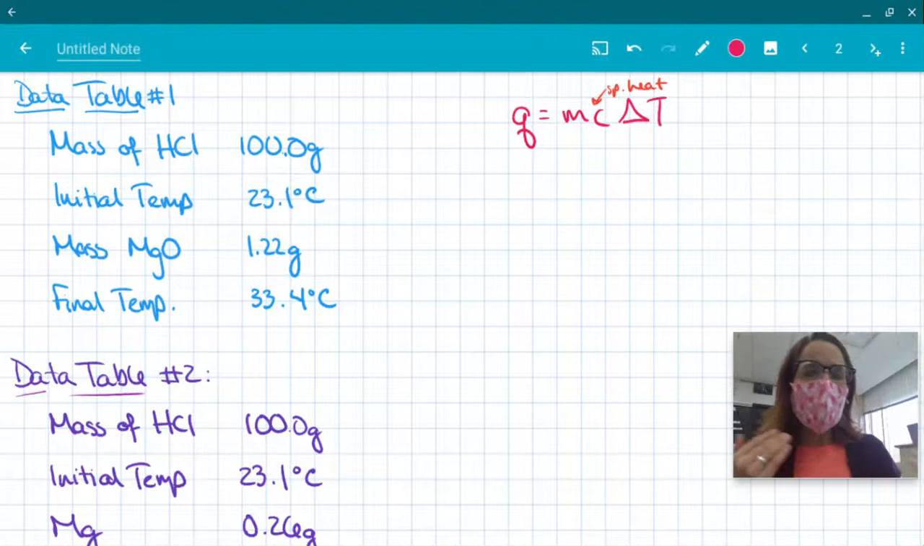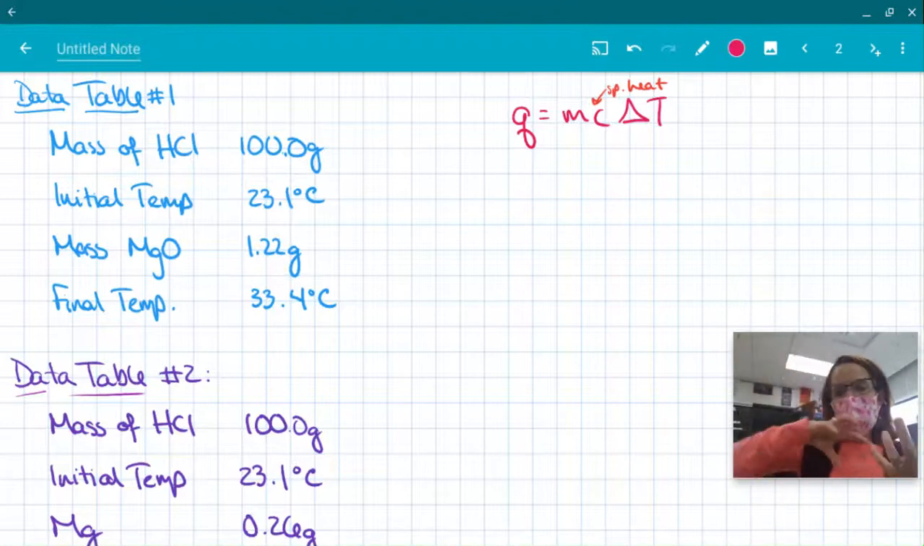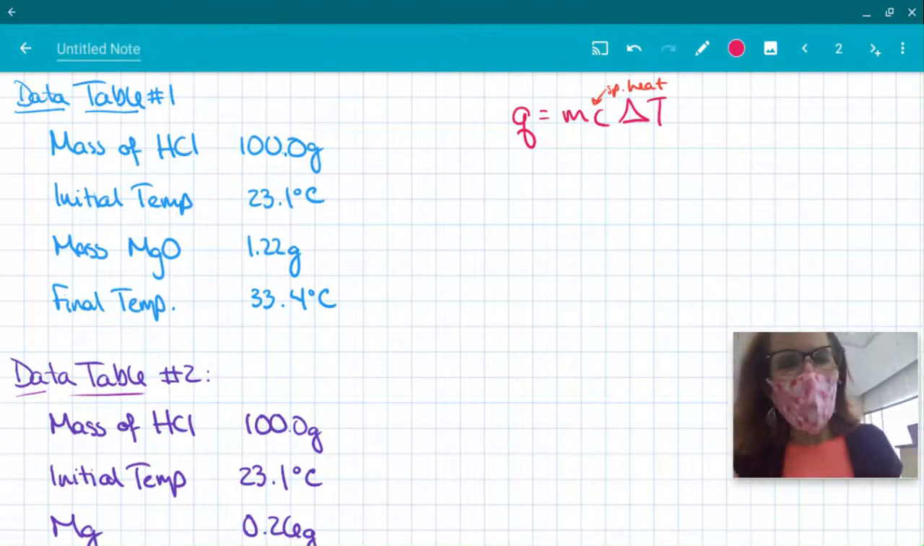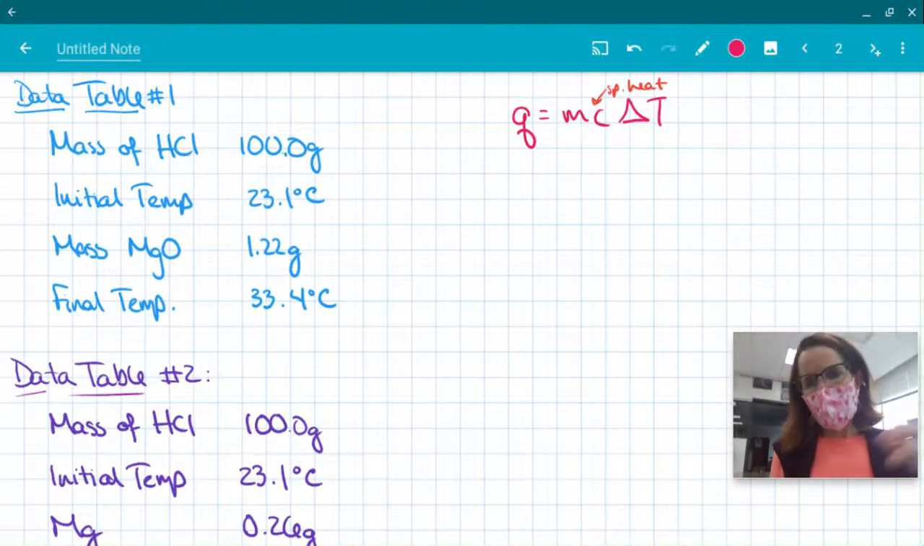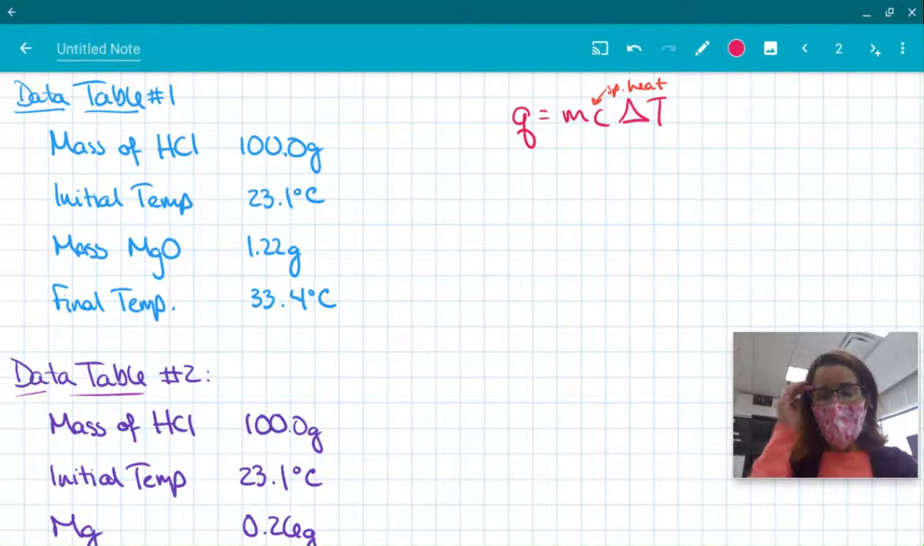In order to calculate that, we're going to have to do it backwards. We're going to calculate how much heat was gained by the hydrochloric acid within that calorimeter first, and then we're going to do the inverse, that's not quite the right word, to calculate what the actual heat given off was. To calculate how much heat was gained, we're going to use Q equals MC delta T.